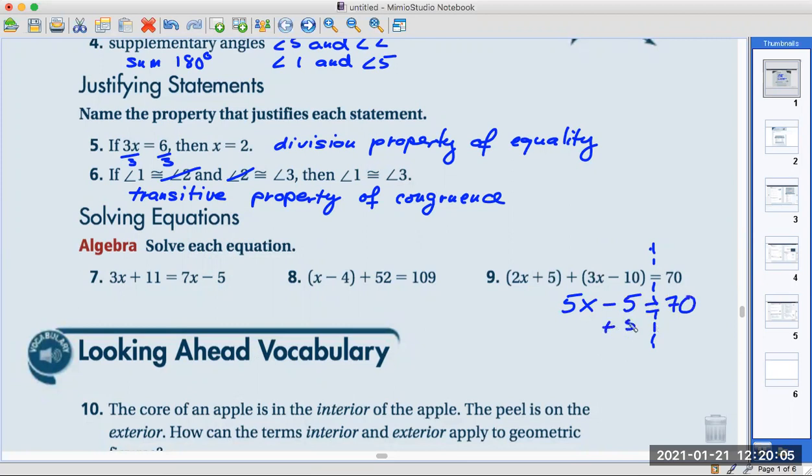Add 5 to both sides. 5x is equal to 75. Division property, divide both sides by 5. 75 divided by 5 is 15, I believe. Okay, so you do number 7 and number 8.